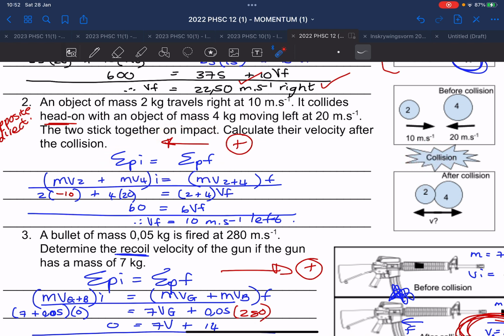Can someone try to give me the law of conservation of linear momentum in words? Starts with the total. Don't look on your note.